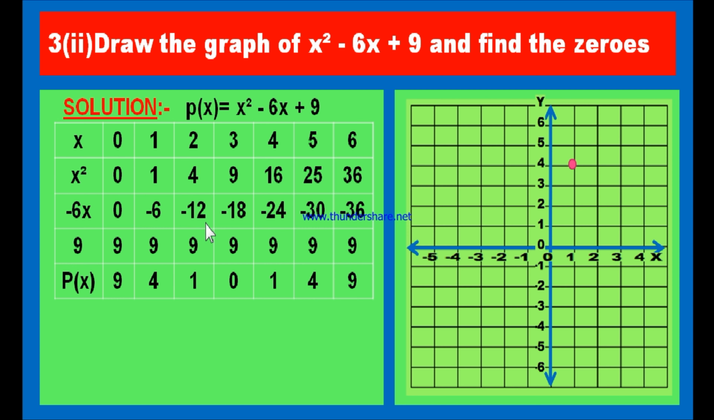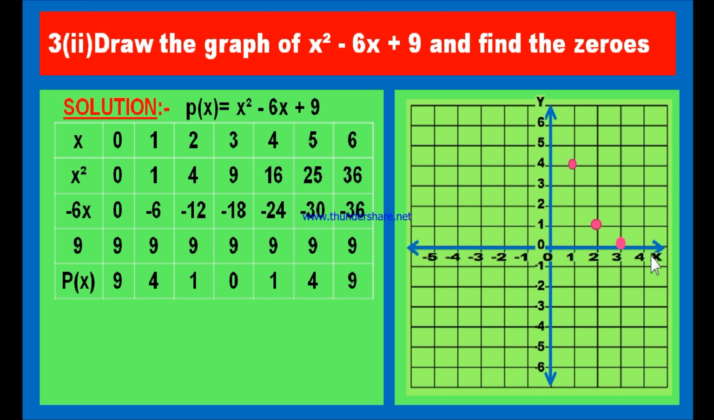Next point is (2, 1). x is equal to 2, y is equal to 1. x is equal to 2 is this line and y is equal to 1 is this line. These two lines meet here. Therefore this point represents (2, 1).